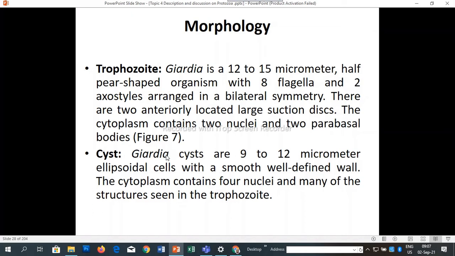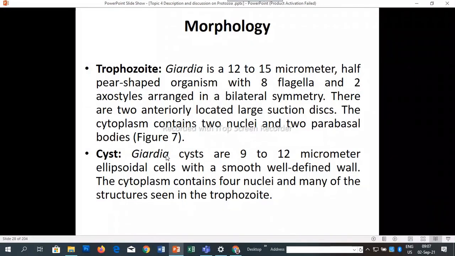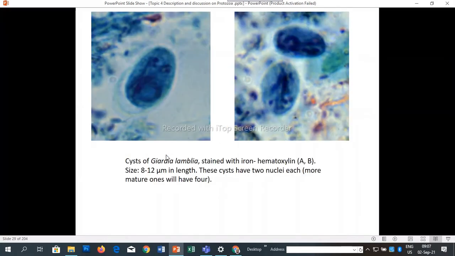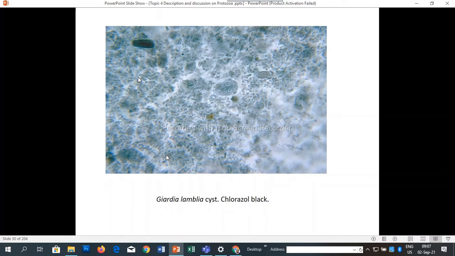While the cyst is smaller, 9 micrometers, it's an ellipsoidal cell. It has a shape like a chicken egg with a smooth, well-defined wall. The cytoplasm contains 4 nuclei and many of the structures seen in the trophozoites. This is Giardia lamblia stained by hematoxylin and eosin. This is Giardia lamblia in the stool sample.